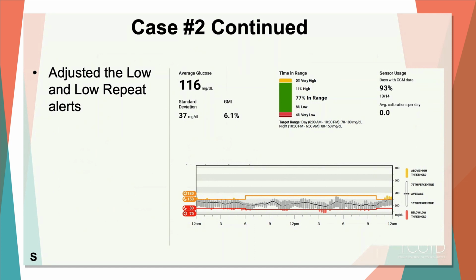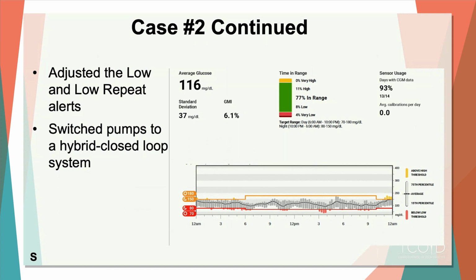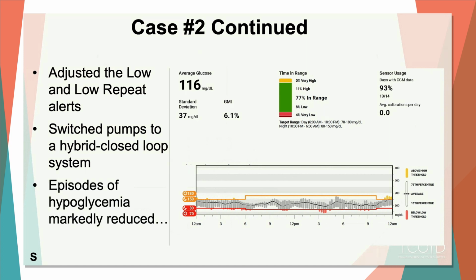Okay, so Dr. Pettis adjusted the low blood sugar, put on the low repeat, switched pumps to a hybrid closed loop system. So she previously was on a dumb pump. We call that pumps that don't communicate with a CGM. You like that? And she got a lot better. You can see that she's now down to half that amount, time below range.